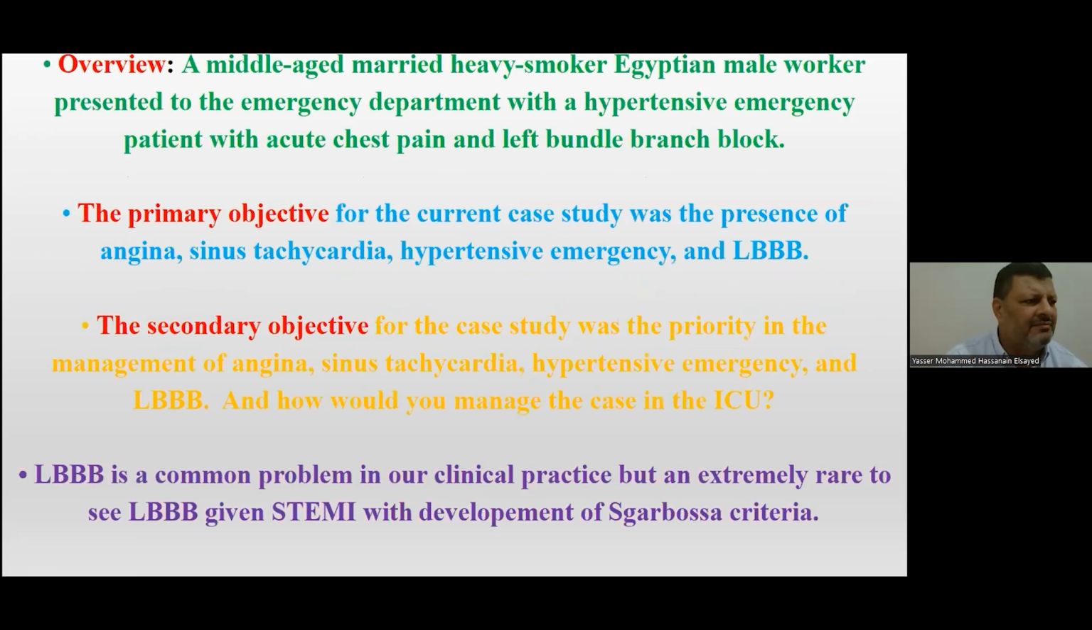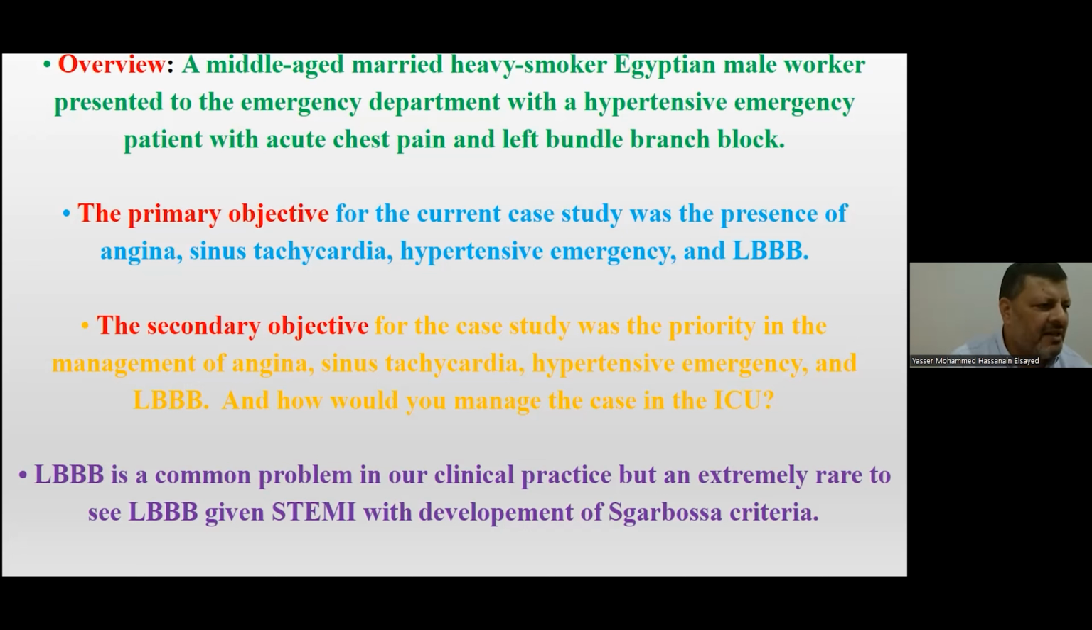Discussion. Overview of a middle-aged, married, heavy smoker Egyptian male worker, who presented to the emergency department with hypertensive emergency, acute severe chest pain, and left bundle branch block. The primary objective of this case was the presence of angina, sinus tachycardia, hypertensive emergency, and left bundle branch block.